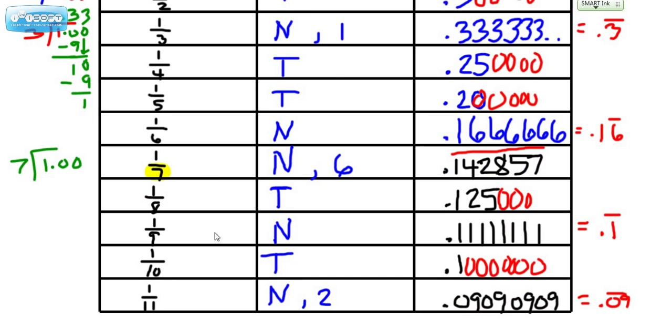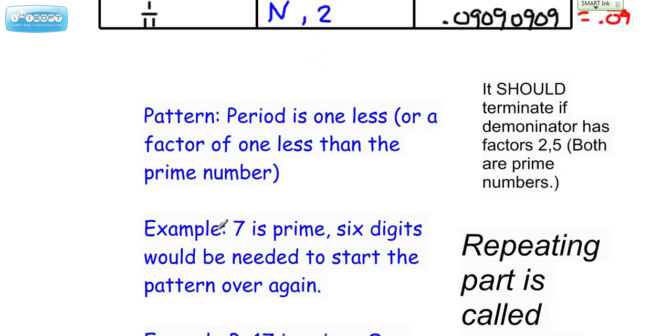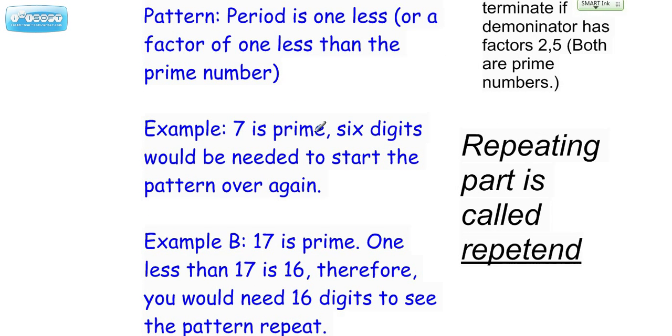Now there's a little rule that I want to show you down here, and here's what you need to know. For the pattern, the period is 1 less, or a factor of 1 less, than the prime number. So in other words, if you have a prime number of 7, that means you would go out 6 places to find the repeating. Here's the example. 7 is prime. 6 digits would be needed to start the pattern over again.